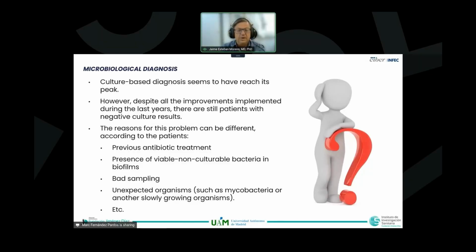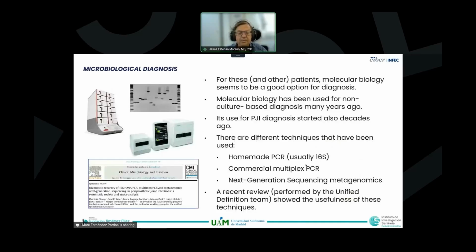However, we have seen that probably culture-based diagnosis seems to have reached its peak. We have prolonged incubation, we have sonication, we have the protocols for synovial fluid or periprosthetic tissues. However, despite the improvement during the last years, there are patients with negative culture results. The reasons are very different, and they are included in this slide. But for these and other patients, probably we can use another methodology, which is molecular biology.